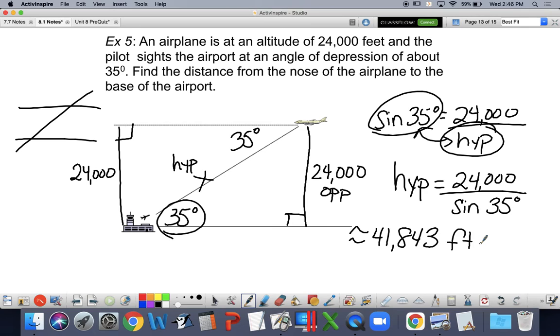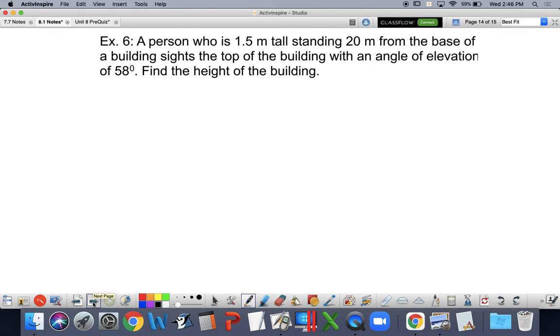We have one more word problem to complete. I want to do this one because I think the homework assignment has one similar to this. I can't remember.